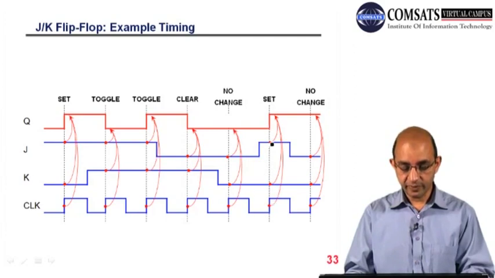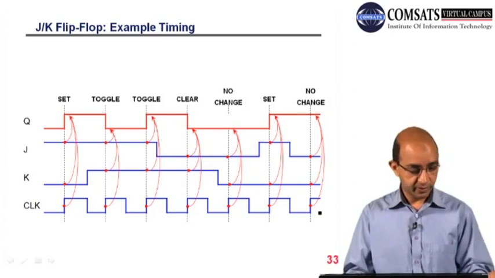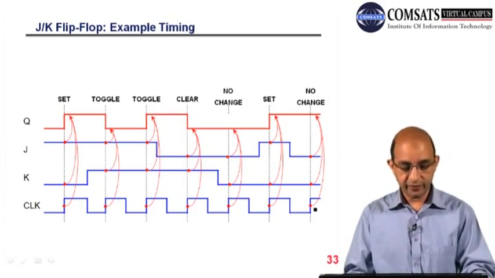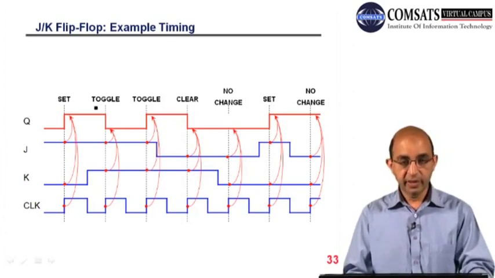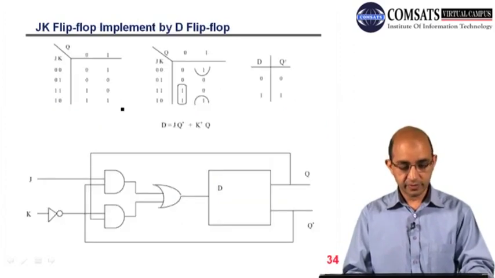So here we have J 1, K 0, so it means we have to set the flip-flop, Q 1, and it stays till the next active edge. So this is the timing diagram for the JK flip-flop. So you can see the difference regarding the toggle.